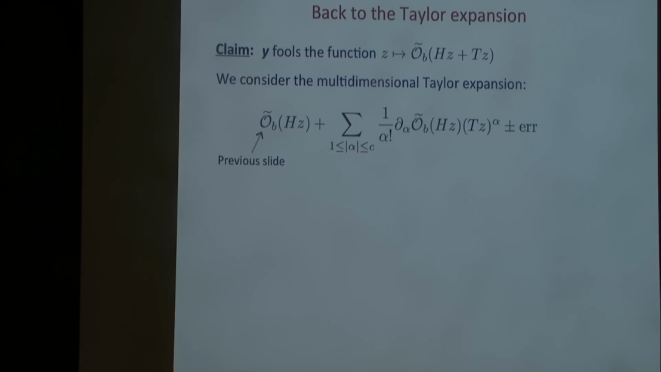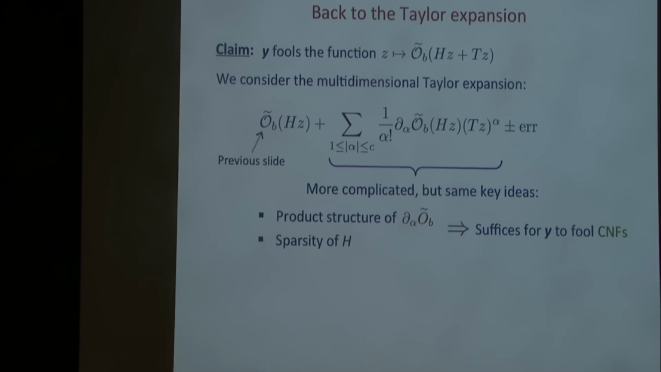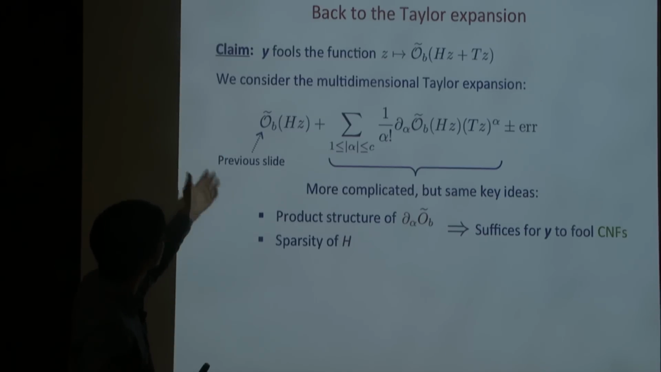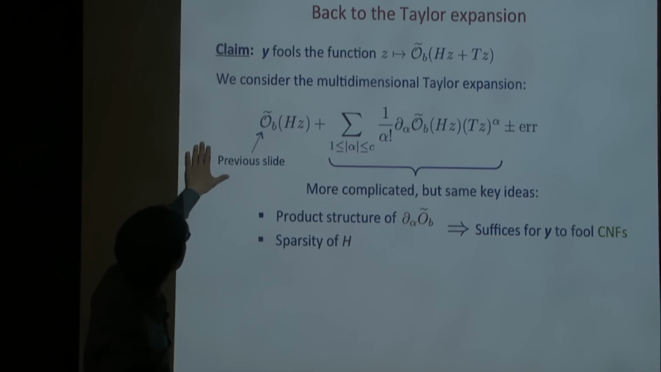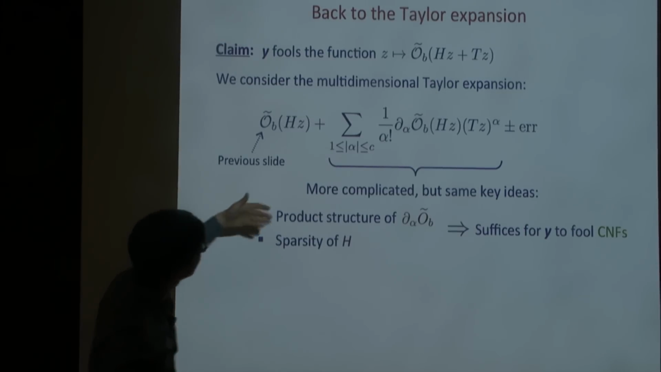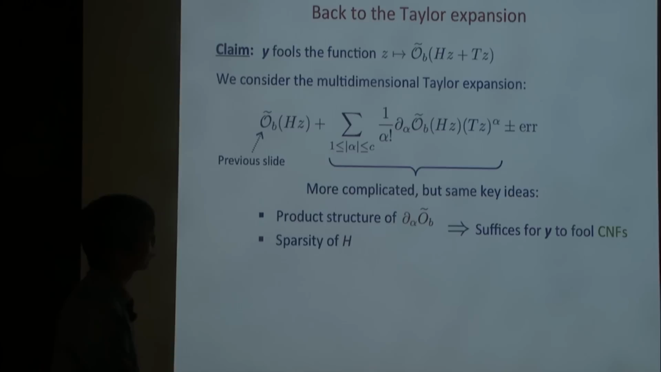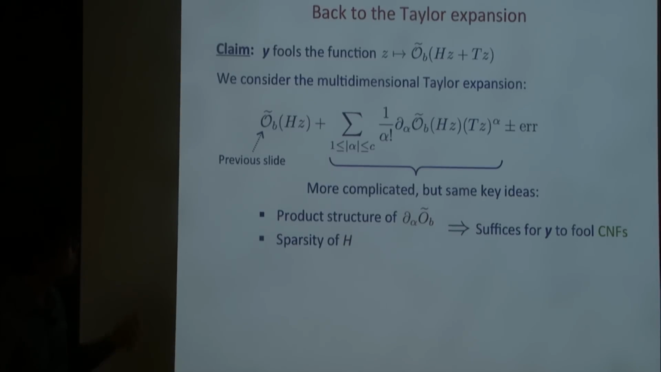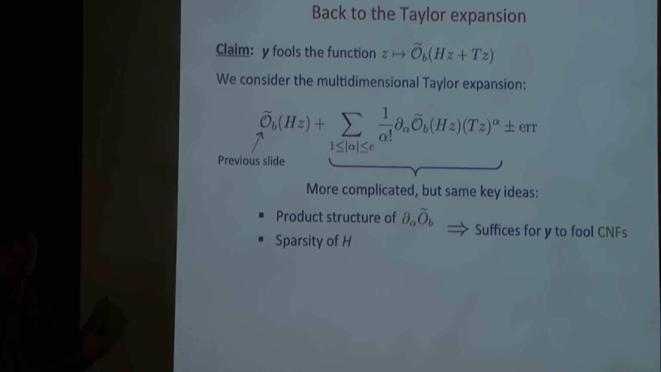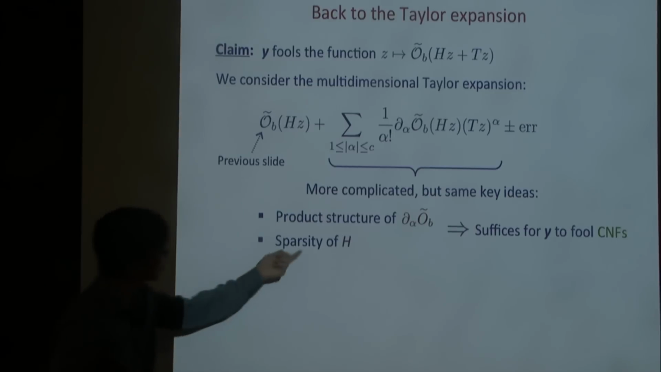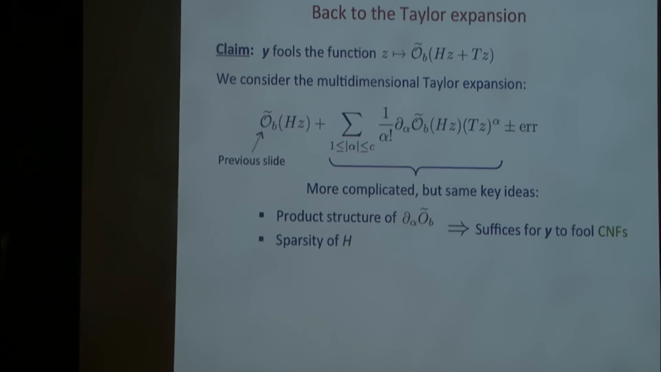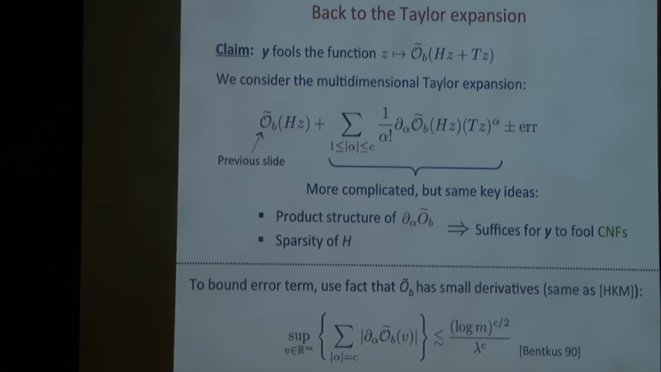Okay, so just to wrap up, what we did is we considered a multidimensional Taylor expansion. We're in the middle of swapping out one bucket, right? We take the Taylor expansion. I showed how to fool the 0th order term in the Taylor expansion. We have to fool all the intermediate ones. It's more complicated because now there's this T thing, but it's the same idea. We also leverage the product structure of an orthant, meaning an orthant is an AND, the sparsity of H, and use the fact that we have very good generators for fooling CNF formulas. And finally, we have to deal with the error term.